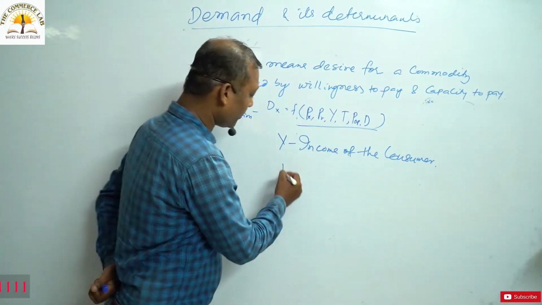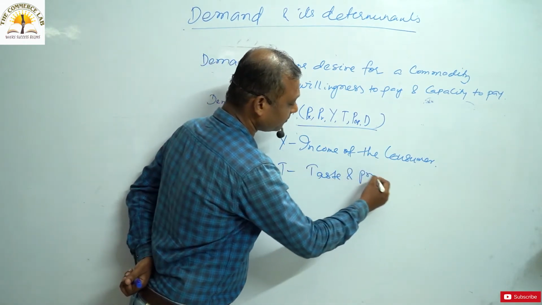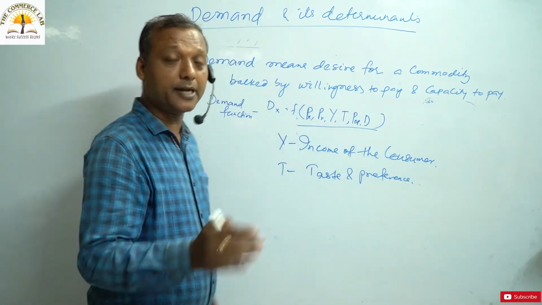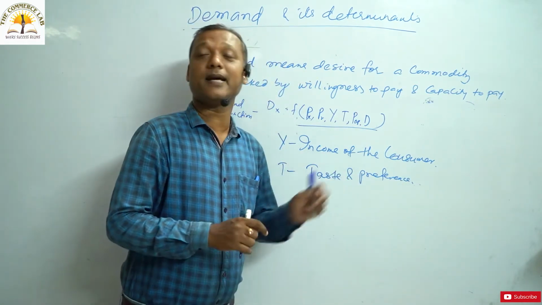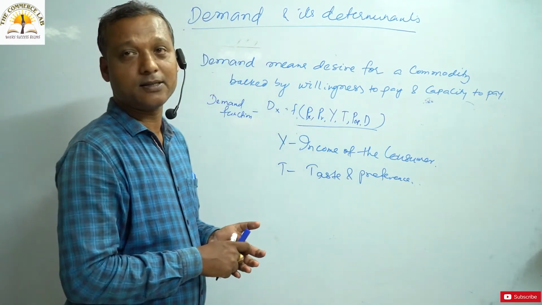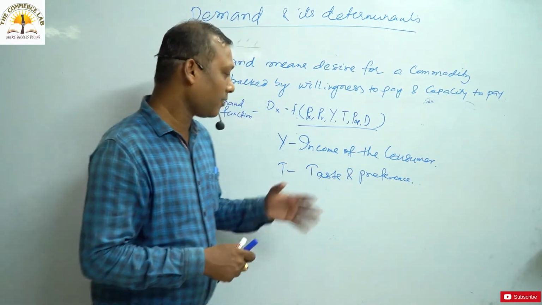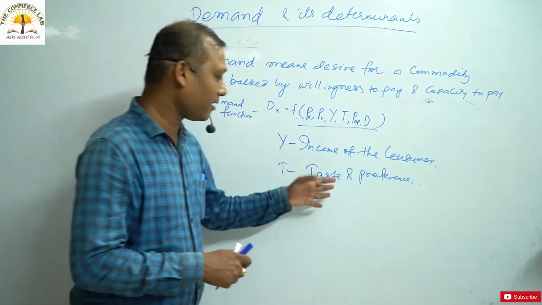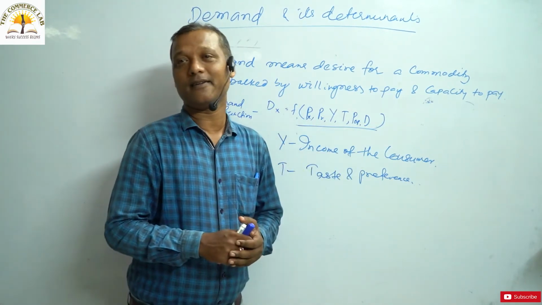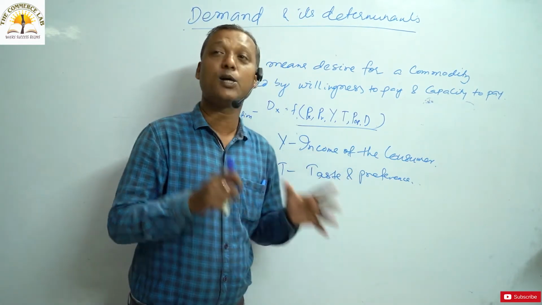Next point, we will go to your T. T stands for taste and preference. Nowadays, we are living in a dynamic society. Taste and preference plays an important role. Everything depends on the taste and preference. So, when we are living in a society, then our taste and preference, the pattern of taste and preference, also determine the demand for the commodity. The demand for the commodity depends on the taste and preference of a consumer.